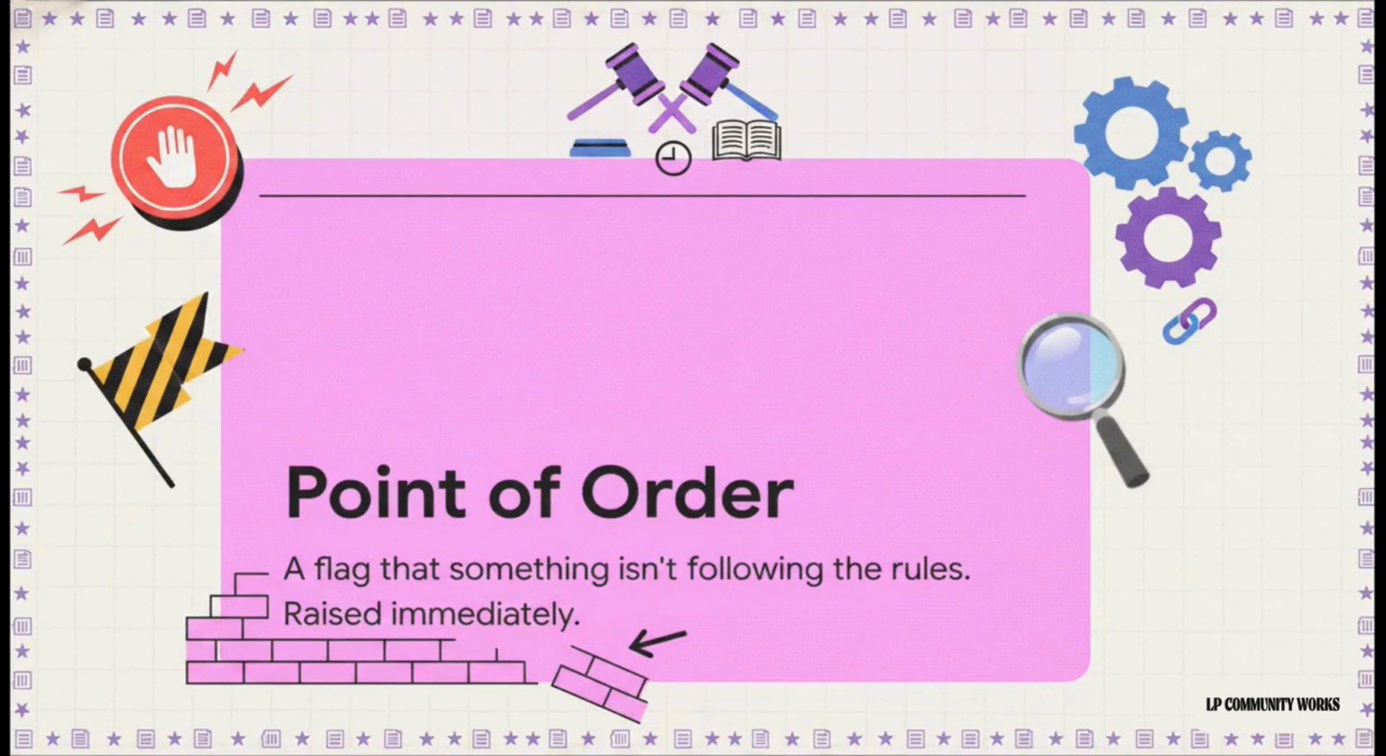So let's look at a point of order. Think of this as a massive red flag that something in the meeting isn't following the rules. In your head, picture this as an emergency brake that literally any member can pull. You raise it immediately. You don't even wait to be recognized by the chair. The chair then has to rule on it immediately to restore order, and then the meeting can move on.